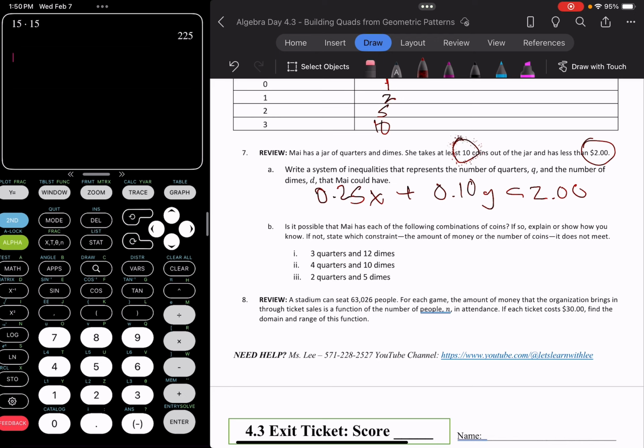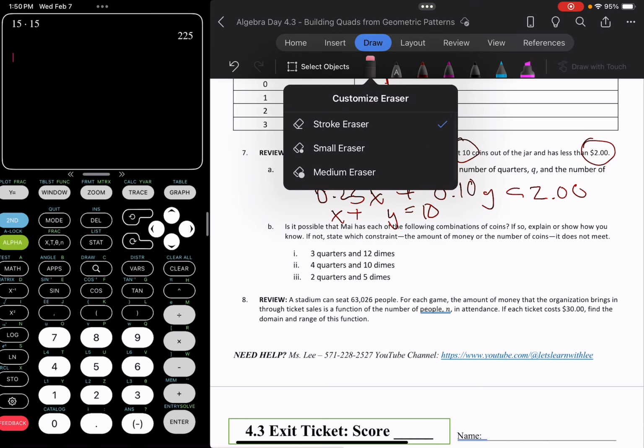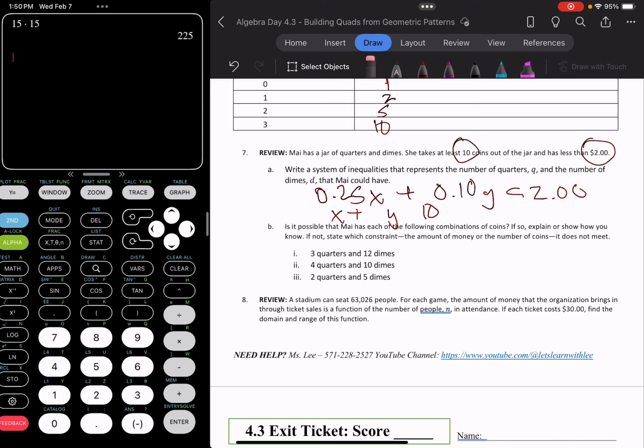The number of coins that we have are 10. So x plus y equals 10. A number of dimes and a number of quarters is going to equal 10. All right, so this is the system of inequalities. Oh, and I'm sorry, I said equal to, but she says takes at least 10. So she takes greater than or equal to 10 coins out of the jar.